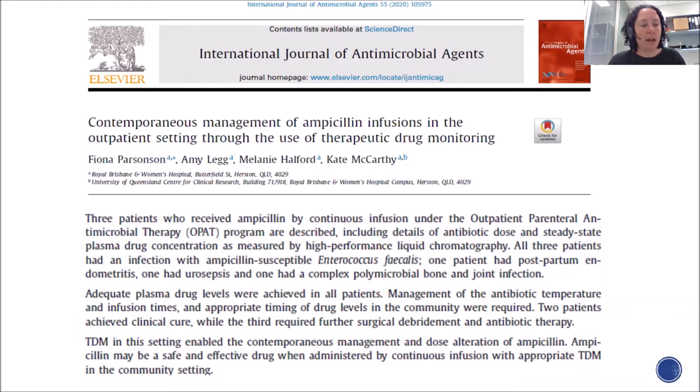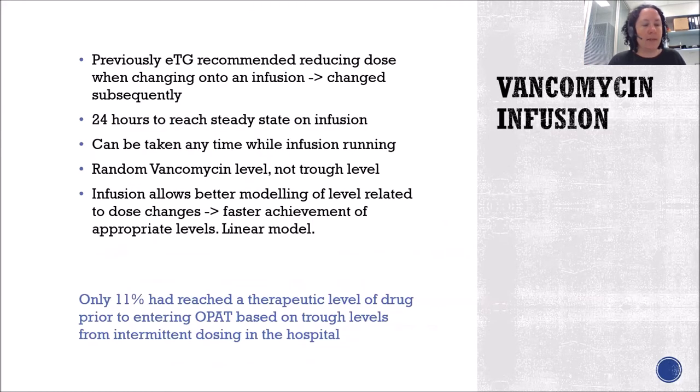The other drug we've been thinking about more recently is vancomycin and target level attainment to optimise therapy. We audited the number of people that went on to our OPAT program who'd actually reached therapeutic drug levels before entering the program, and it was only 11%. So we have a patient who is not therapeutic going onto the program. They then change on to an infusion that takes 24 hours to reach a further steady state.